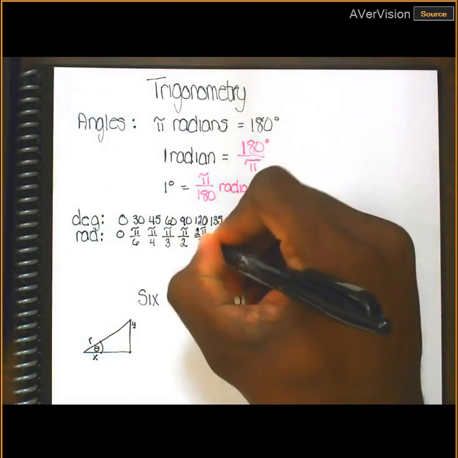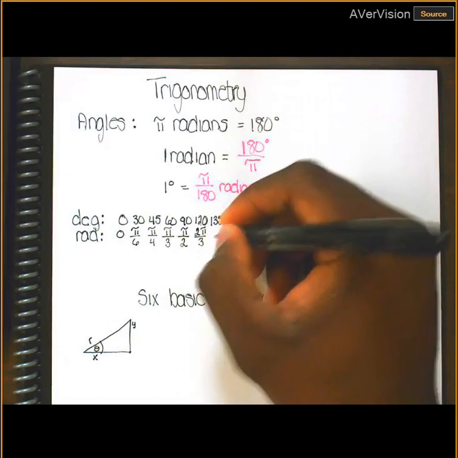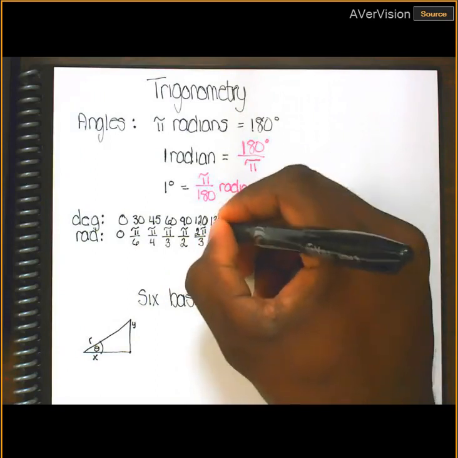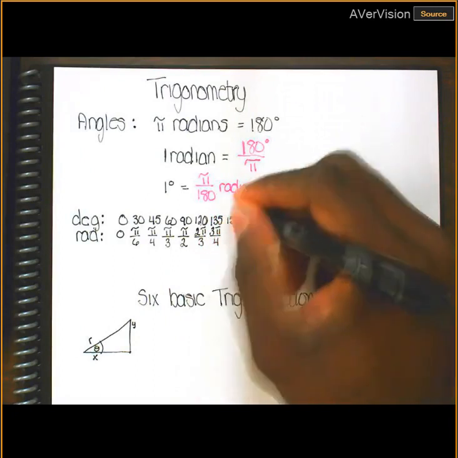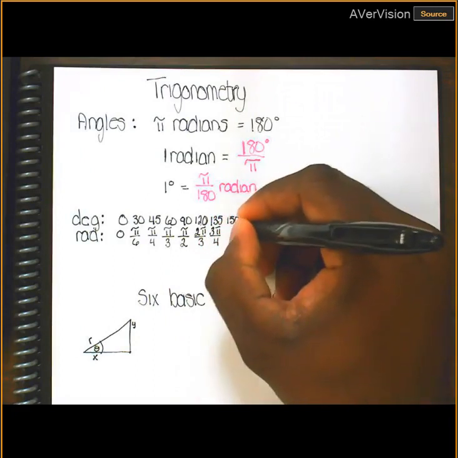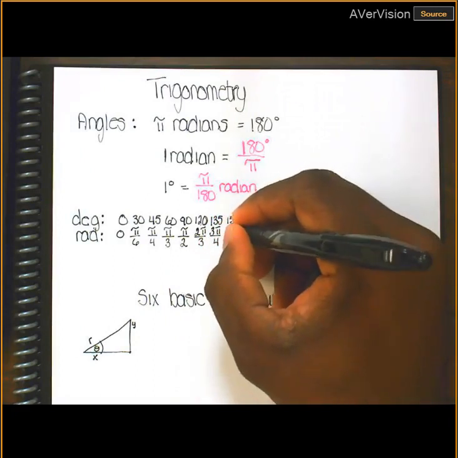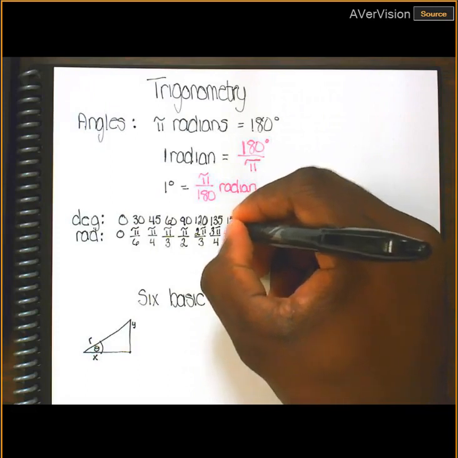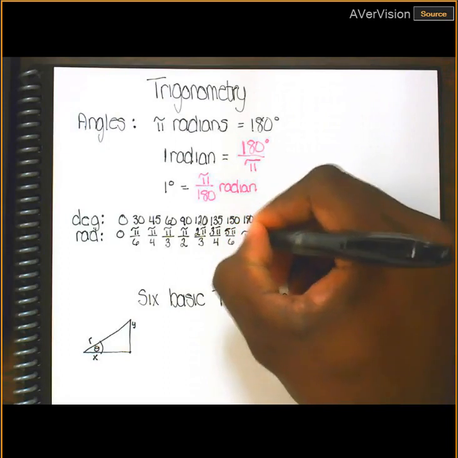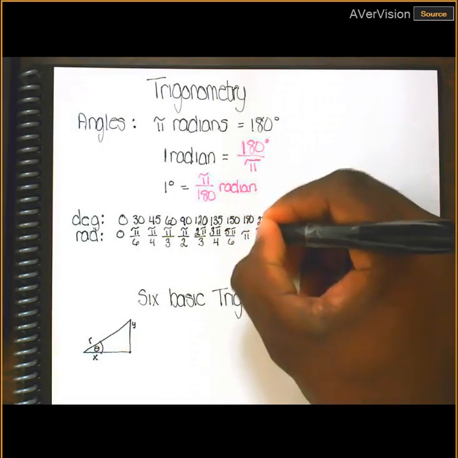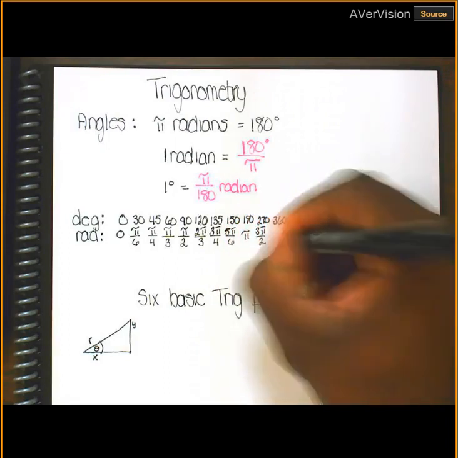Two pi over 3 and 3 pi over 4. And 5 pi over 6. Pi. 3 pi over 2 and 2 pi.